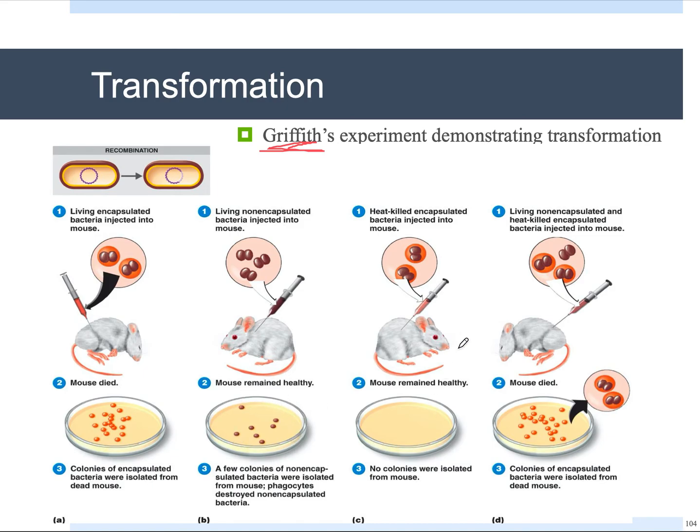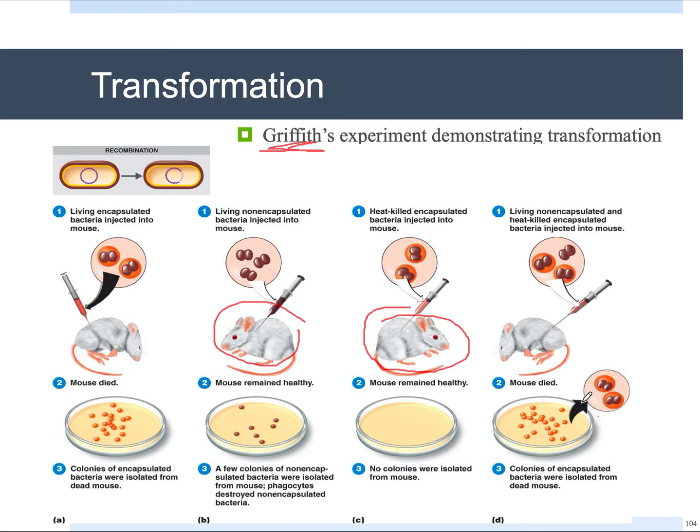And then you have heat-killed encapsulated bacteria that were injected into mice, and they continue to remain healthy. We're not able to isolate them because they were heat killed. However, in these two instances, where you have non-encapsulated bacteria and heat-killed encapsulated bacteria, the organism lived. But if you combine these two together and inject them into a healthy mouse, the mouse died.